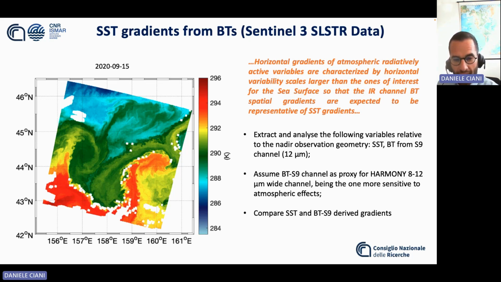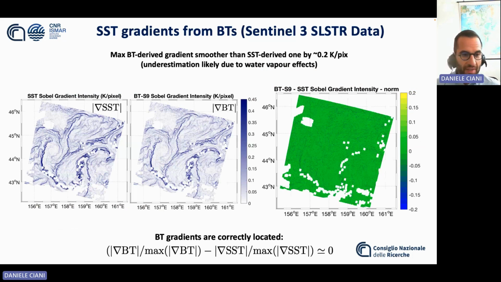And we compare the thermal gradient description from the SST and the brightness temperature derived gradients. So here are the results. On your left, you can see very nicely the description of the main thermal features given by the SST field. Here in particular, we are seeing the SST gradient intensity.